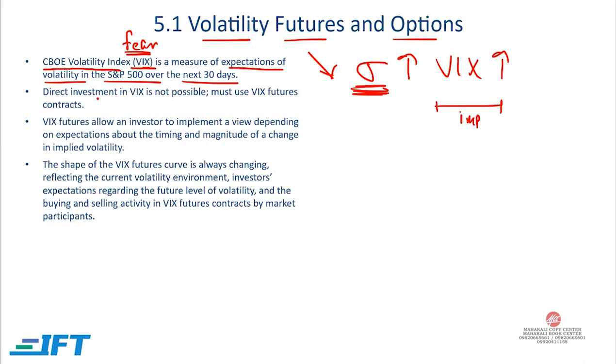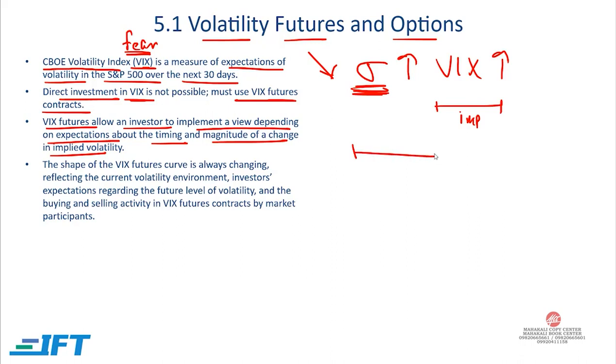The next point is that direct investment in the VIX index is not possible. Therefore, investors must use VIX index futures to take a position on volatility. VIX futures allow an investor to implement a view depending on expectations about the timing and magnitude of a change in implied volatility. Now let's take a simple example to understand this.